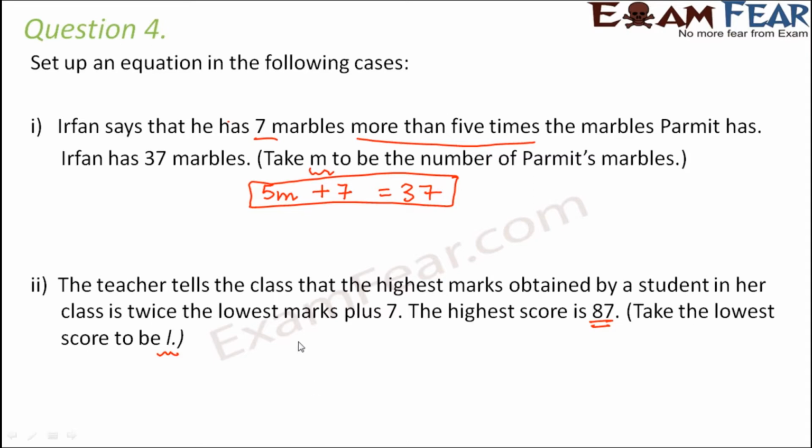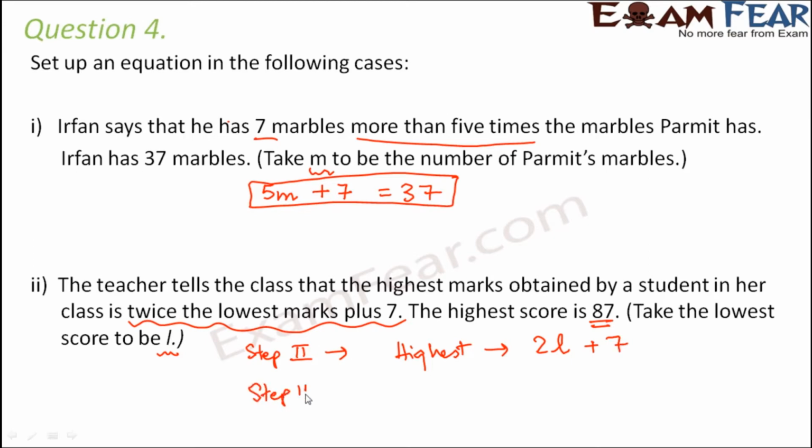What is going to be step 2? In step 2, we are going to establish the relationship. So in step 2, we would say that what is going to be our highest marks. So highest marks would be twice the lowest marks plus 7. So twice the lowest marks, that is 2L plus 7. And finally in step 3, what are we going to do? We are going to set up the equation. So we are going to equate this highest mark, that is 2L plus 7, to how much? The given highest score, that is 87. So 2L plus 7 is equal to 87 would be the equation.